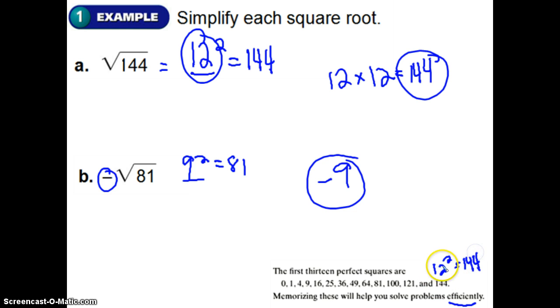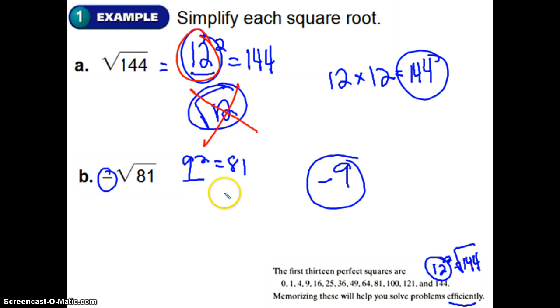So my answer is not 12 squared. When I take the square root of 144, the answer is 12. Make sure you do not write this as your answer. That is wrong. You just write it as a whole number, 12.